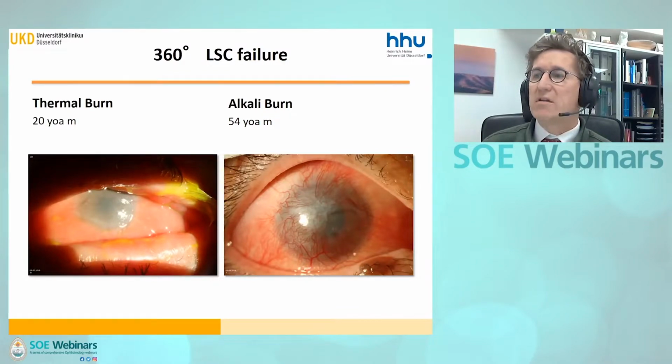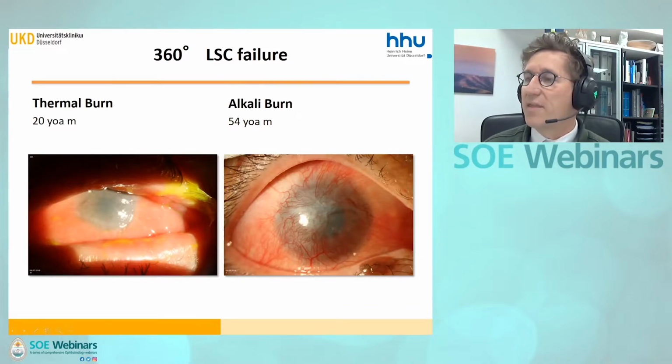I bring you here two cases of thermal or alkali burns, a 20 and a 54-year-old gentleman. They had 360-degree stem cell failure, as you can see from these preoperative images with highly vascularized and cloudy corneas. Note that in one case with thermal injury, there were a number of oral mucous membrane grafts before, while in this alkali burn patient, there was only stem cell failure of the cornea. The conjunctiva looked rather normal.